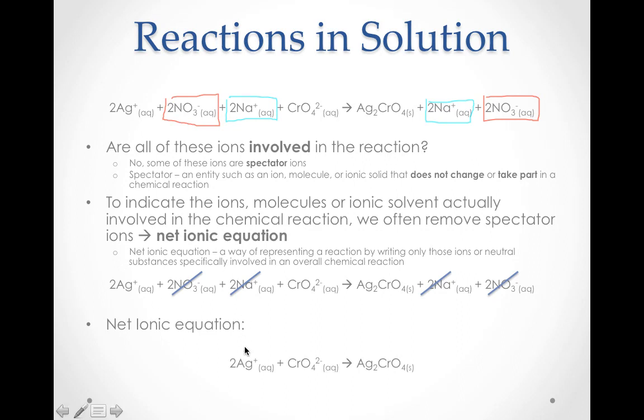And now we get 2Ag+ (aq) plus CrO4 2- (aq) yields Ag2CrO4 in the solid form. During the reaction, this is actually what's happening. The silver ion is combining with the chromate ion to generate silver(I) chromate.